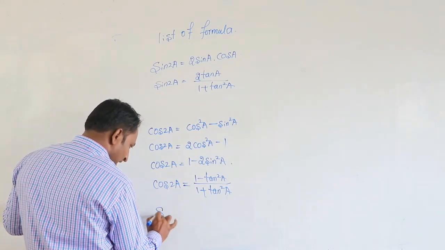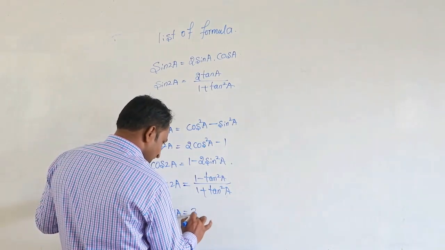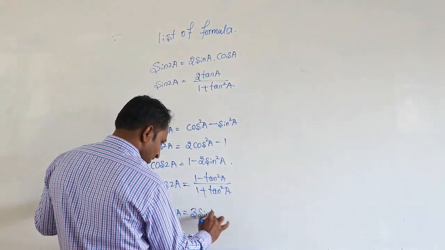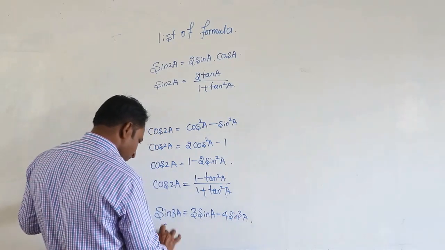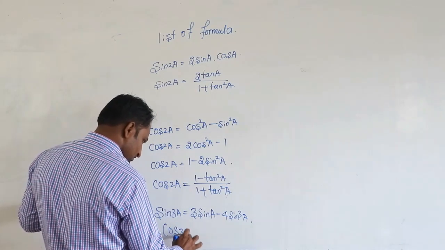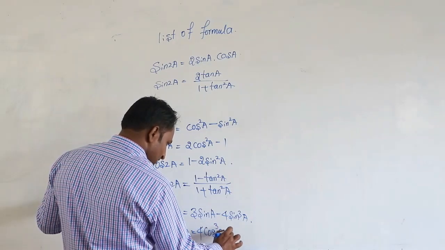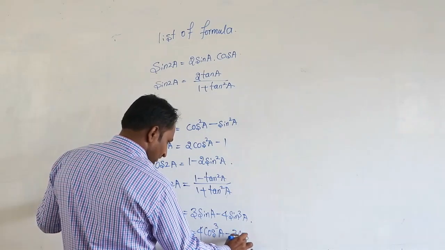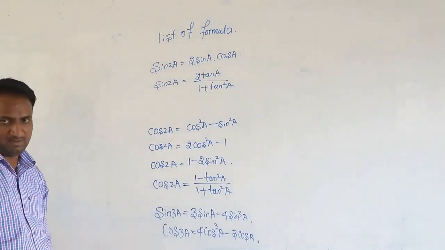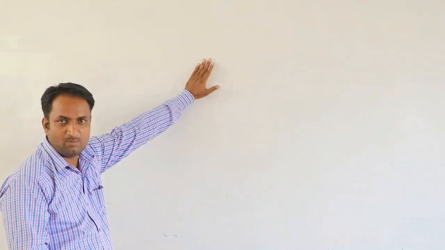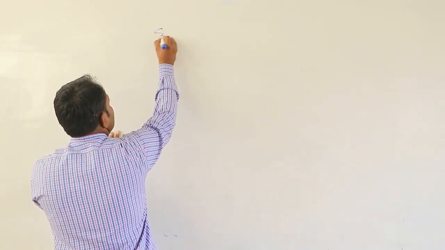Again sin of 3a is equal to 3 sin a minus 4 sin cube a. Cos of 3a is equal to 4 cos cube a minus 3 cos a. Here these are very important formulas to remember. Up to here we discussed multiple angles. Then here we discuss submultiple angles.